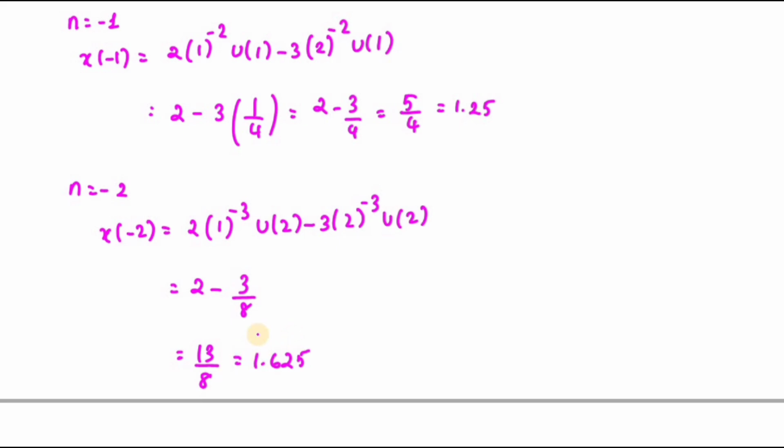So in this video, I have found out the inverse Z transform with the help of the long division method and also using the partial fraction method. So I hope that this video is useful for you.